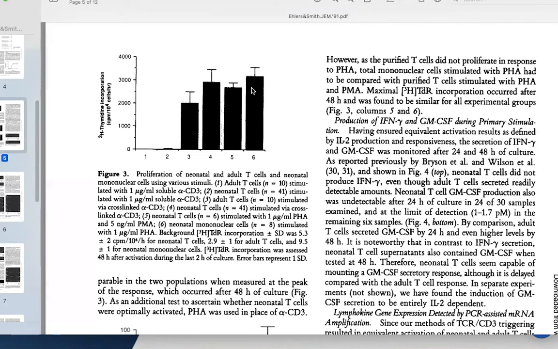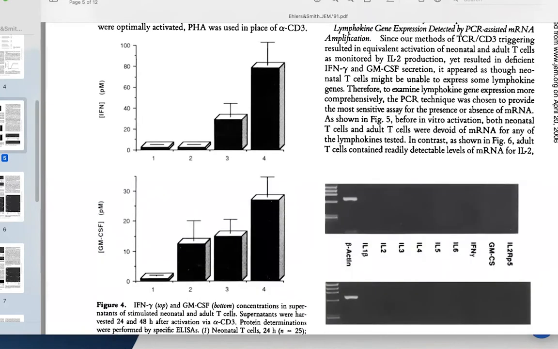And you can see that they're all basically error bars. They're all equivalent in these situations. So that was good. In figure 4, we're looking at the production of interferon gamma and GM-CSF. And what we see here, and this is in picomolar, these are done by ELISAs on the supernatants now.